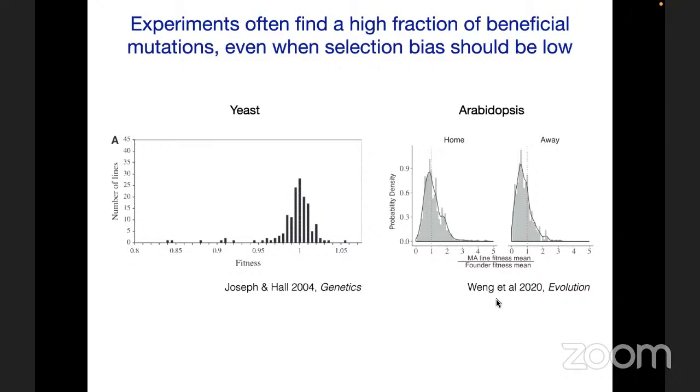Deepa, slightly unrelated, but in the Arabidopsis data, we see that the away DFE is shifted more towards the deleterious mutations. I'm slightly surprised, because in general, don't we expect that when an organism is in its native environment, it is reasonably well adapted, and therefore it would have already sampled many beneficial mutations? So the new beneficial mutations available should be fewer, and we should see the DFE shifted towards deleterious, whereas in a new environment we should see more beneficial. This seems to be the opposite of that. Do you have any idea why this could be the case?